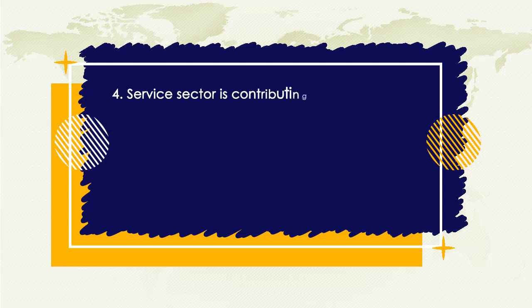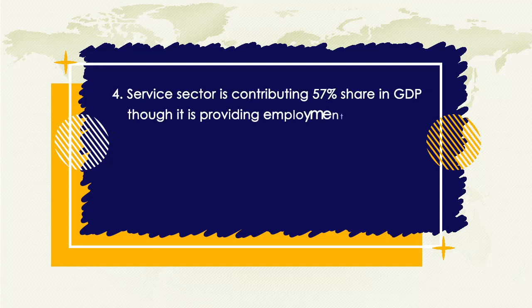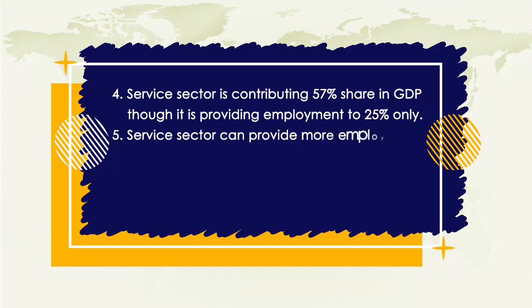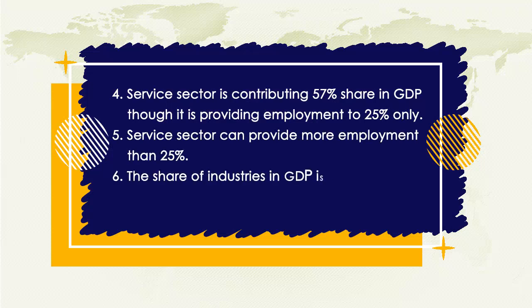4. Service sector is contributing 57% share in GDP, though it is providing employment to 25% only. 5. Service sector can provide more employment than 25%. 6. The share of industries in GDP is 26% and it is providing 22% employment.